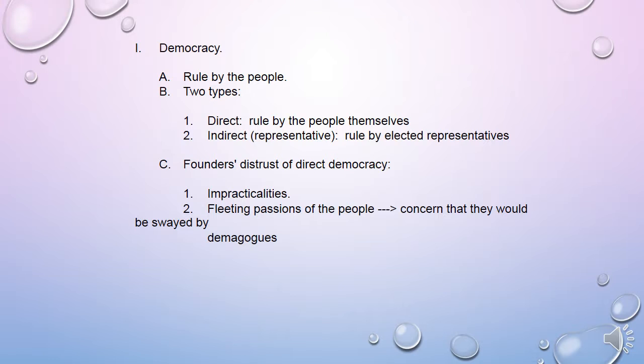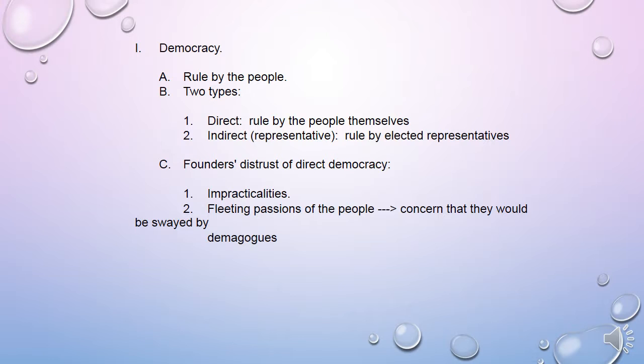So the founders distrusted direct democracy. It was really impractical. I mean, the colonies were spread out. They couldn't just drive somewhere. It took a long time to get places. There wasn't a high degree of education among everyone, so they figured it's better to elect people to do this stuff, politicians or the intelligentsia.